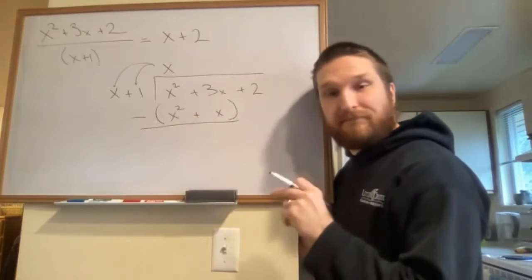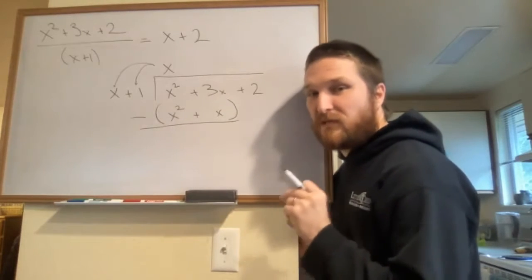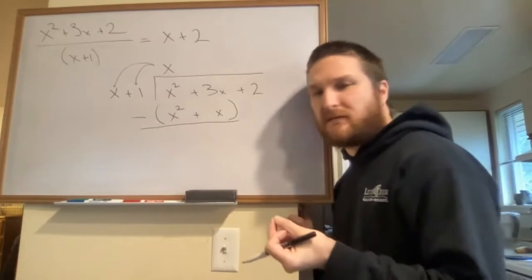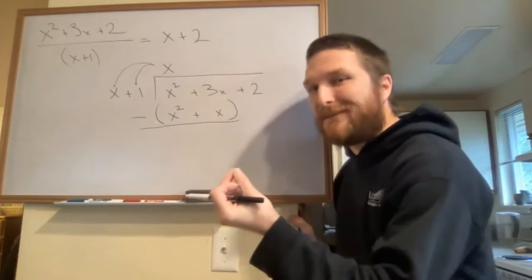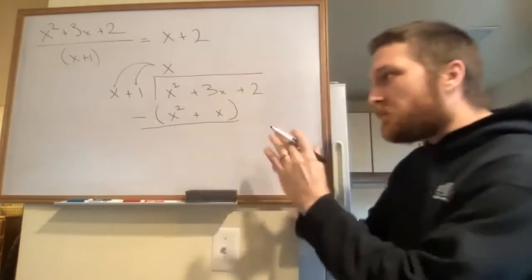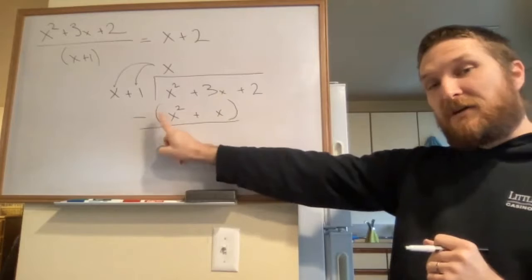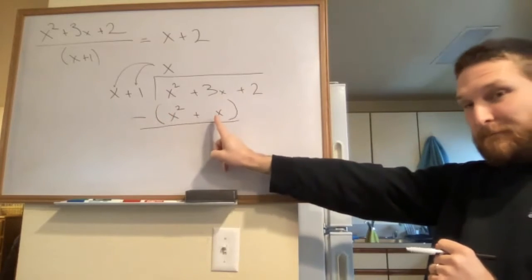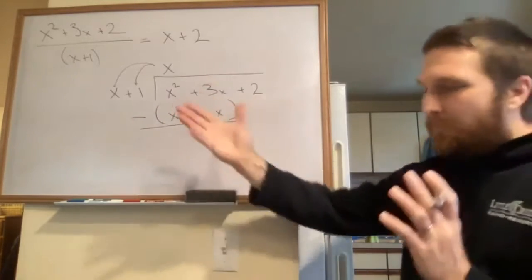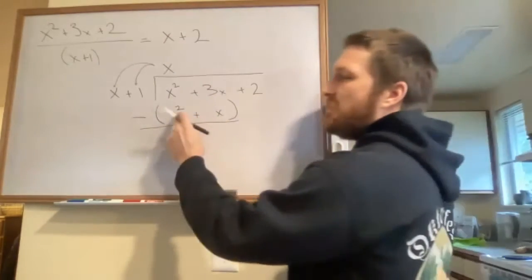Now, this is why I really suggest using parentheses. Your book does not do this, but trust me, you want to. This just helps to remind me that that minus has to distribute into here and into here. Okay, so we're going to subtract this off.